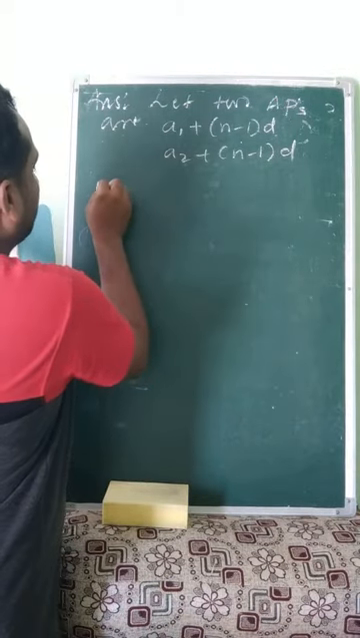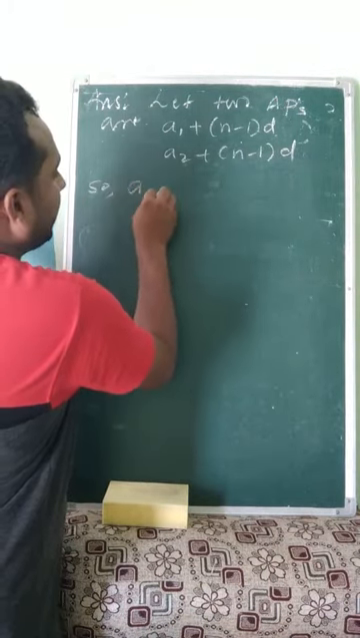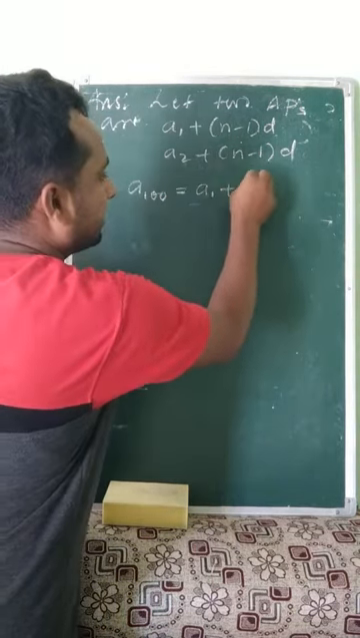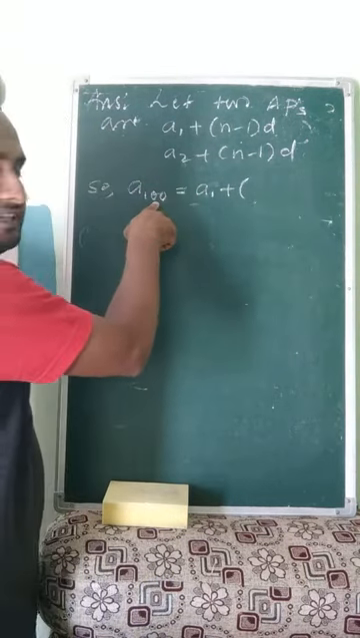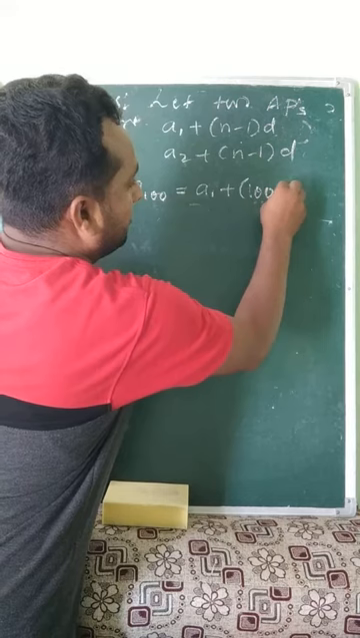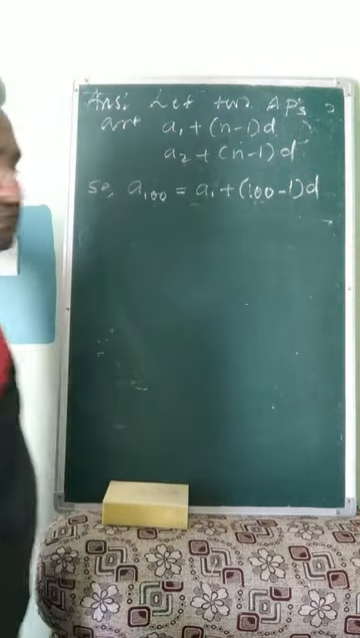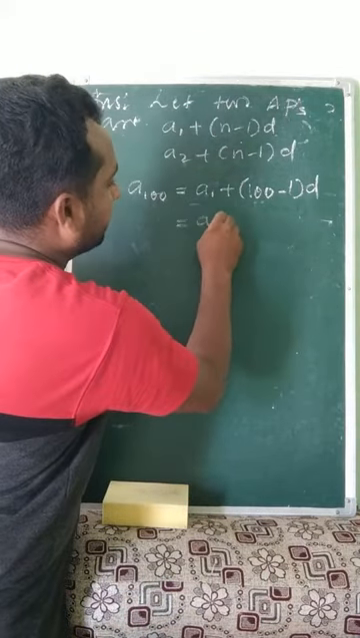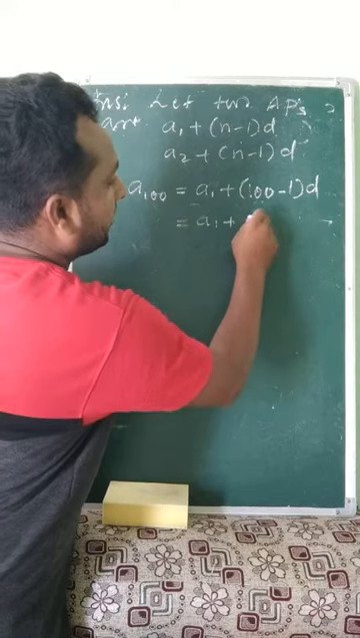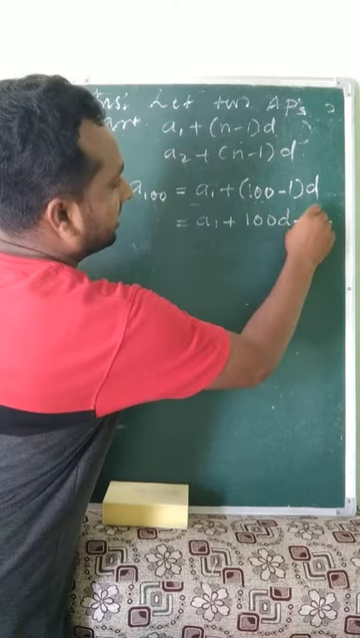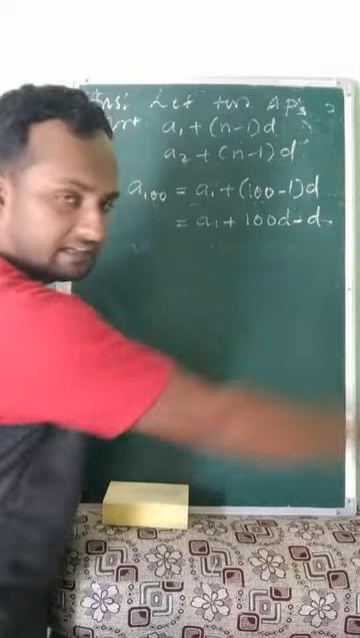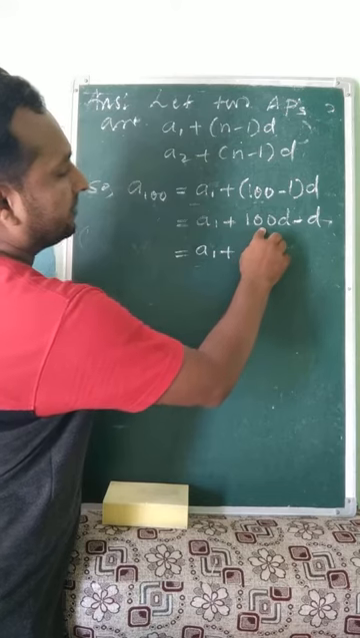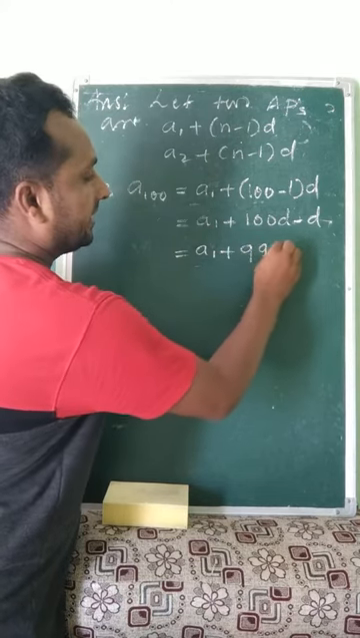Now see, so the 100th term is equal to A1 plus bracket n, the number of terms. How many terms are there? 100 minus 1 into common difference D. Clear? Now similarly, you have to simplify this one. So A1 plus 100D minus D. Clear? Then it is equal to A1 plus 100D minus 1D, that is 99D.